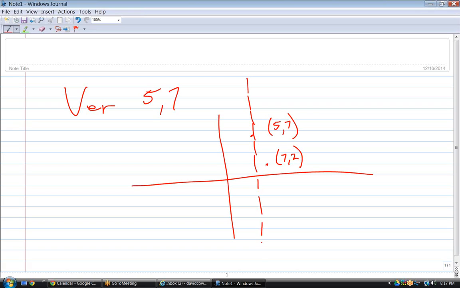Yeah. So what other point needs to be on there? (3, 2)? Yeah. So the parabola goes like this. Okay.